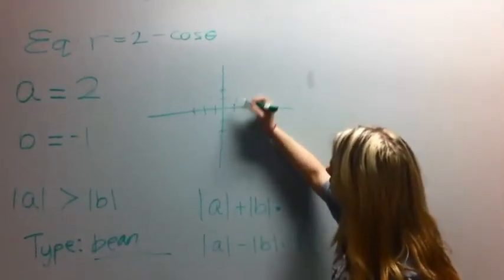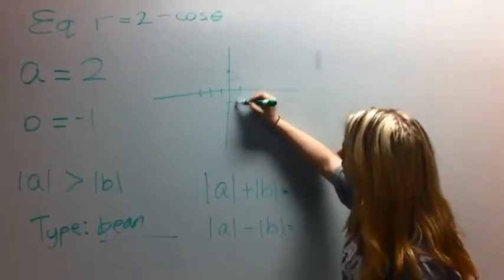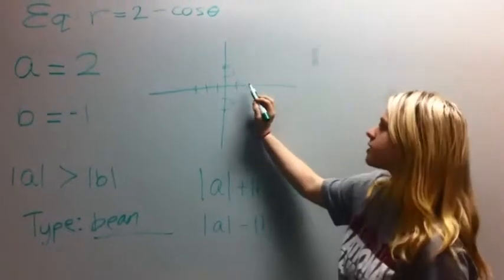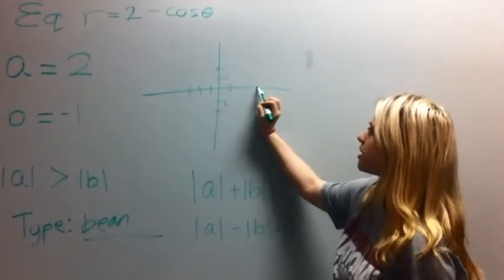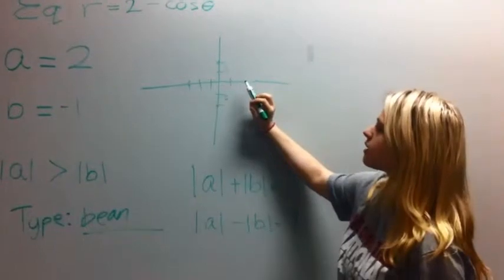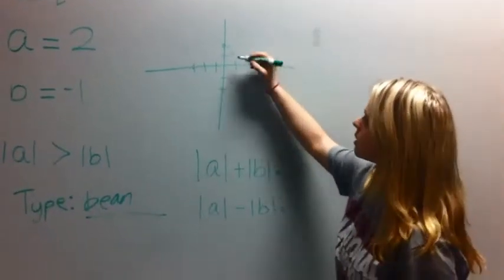Since a is 2, then this is how far it goes there. It's a cosine graph, so it's on the x-axis. Since it's negative, it's mostly on the left.